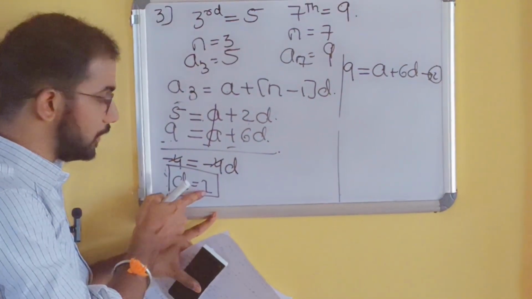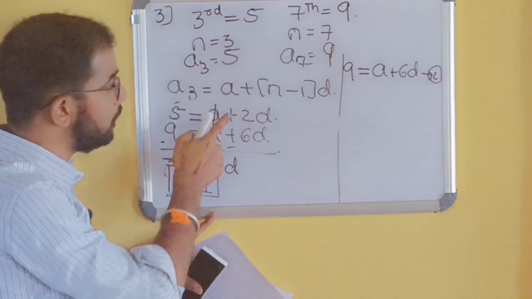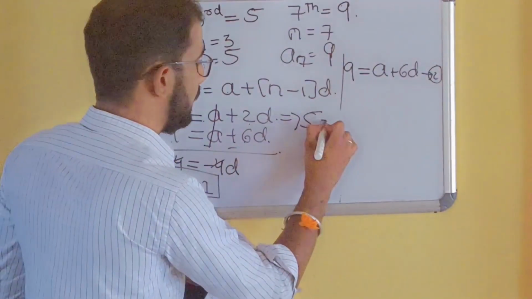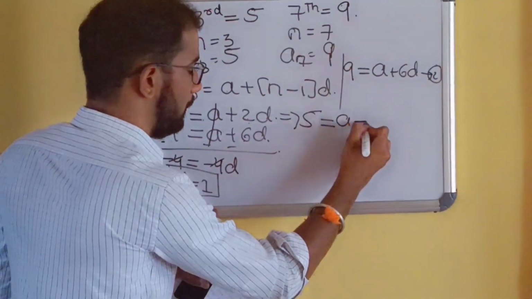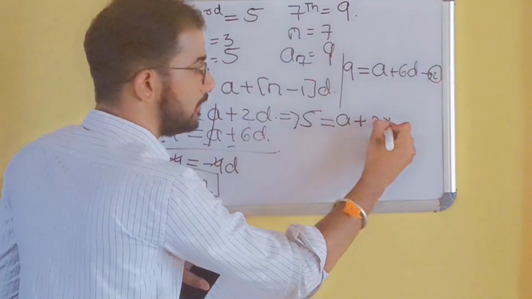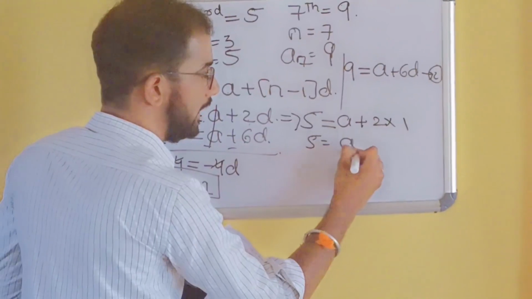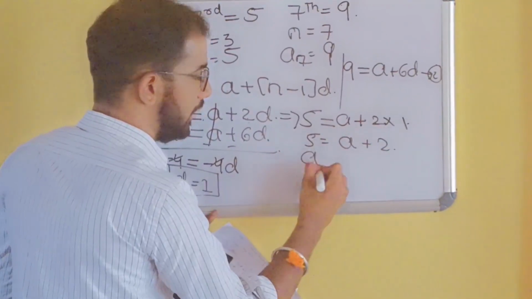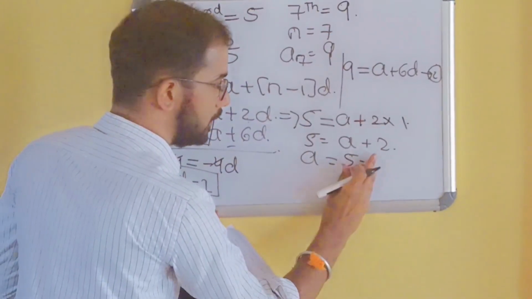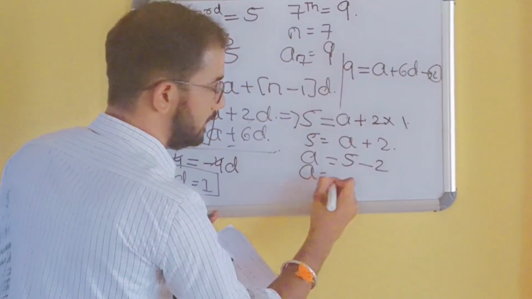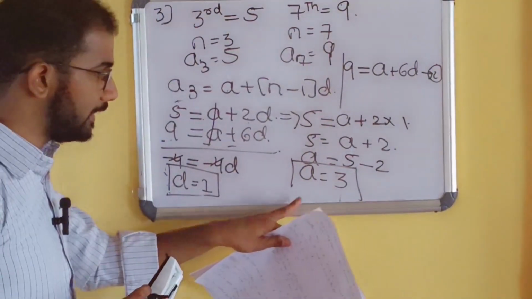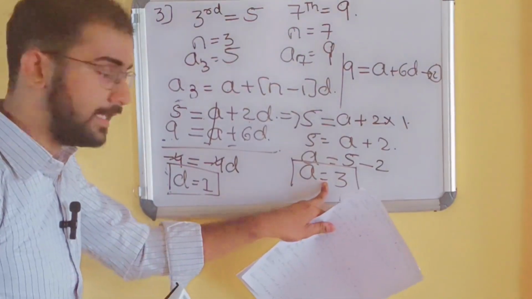Now substitute the value of d in any of these two equations. Let's see. 5 equals a plus 2. The value of d we are getting is 1. 5 equals a plus 2 ones are 2. So we have to calculate a. So shift this 2 to this side. So a is 5 minus 2, which is 3. So here we calculated the values of a and d.